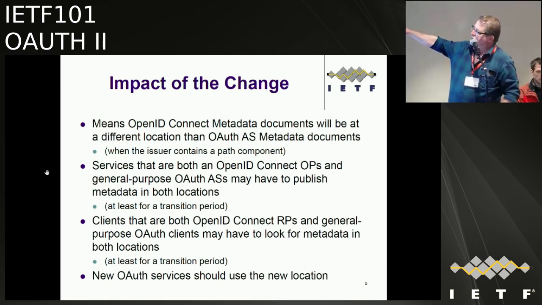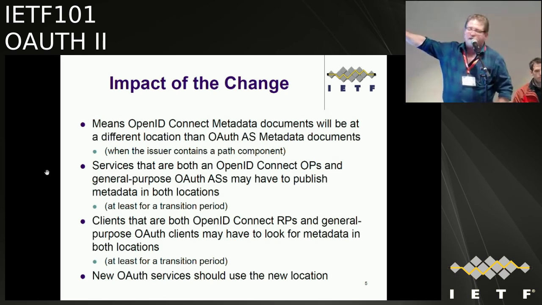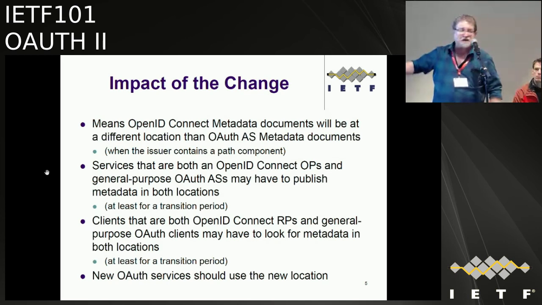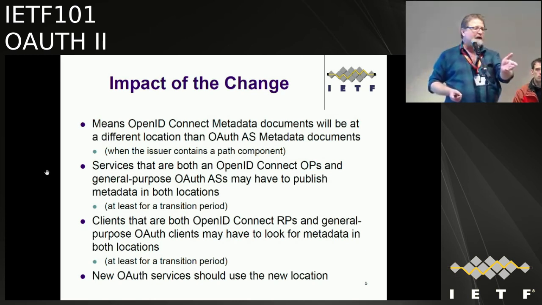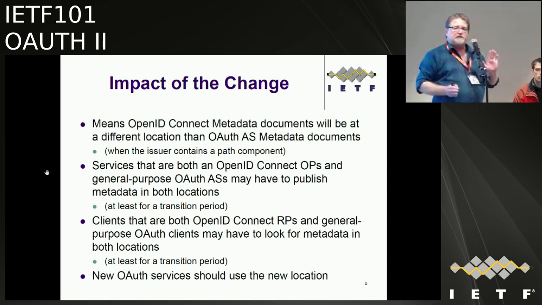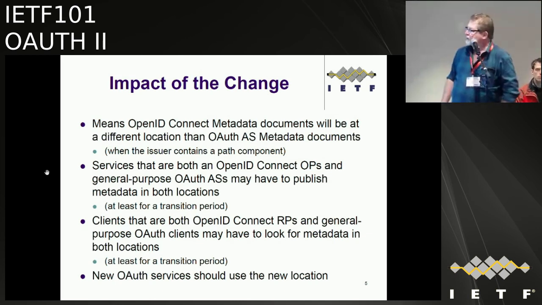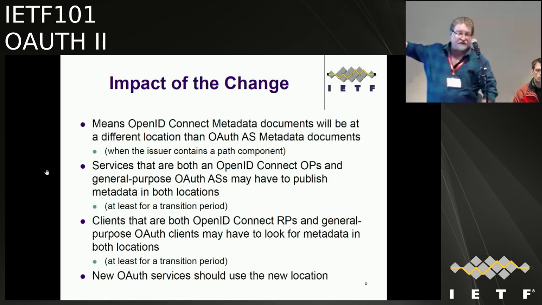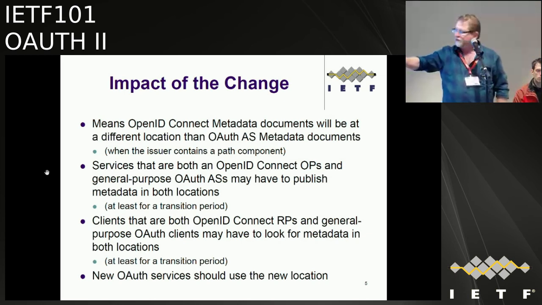But it means that OpenID Connect metadata documents are potentially at a different location from generic OAuth metadata documents, unless the issuer doesn't have a path component. If it's just a domain, it turns out that the two rules are equivalent, which is a common case. However, Microsoft has tenant IDs and others do as well, so both occur. As a result, if you have a service that's both an OpenID Connect identity provider and a generic OAuth provider, you may end up publishing metadata at two locations.